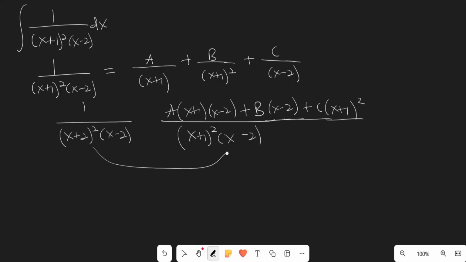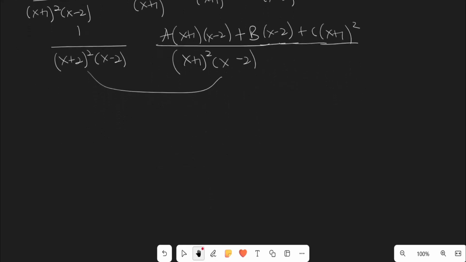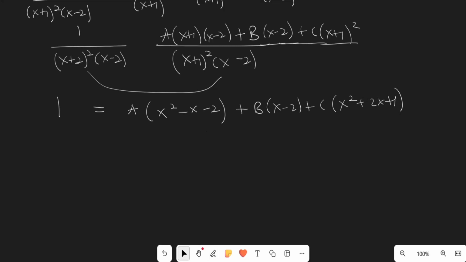So the denominators are the same, and we expect the numerators to be the same as well. So 1 is equal to A times (x plus 1)(x minus 2), which is x squared minus 2x plus x, that is minus x, minus 2, plus B multiplied by (x minus 2), plus C multiplied by (x squared plus 2x plus 1), expanding (x plus 1) all squared. So 1 equals ax squared minus ax minus 2a plus bx minus 2b plus cx squared plus 2cx plus c.